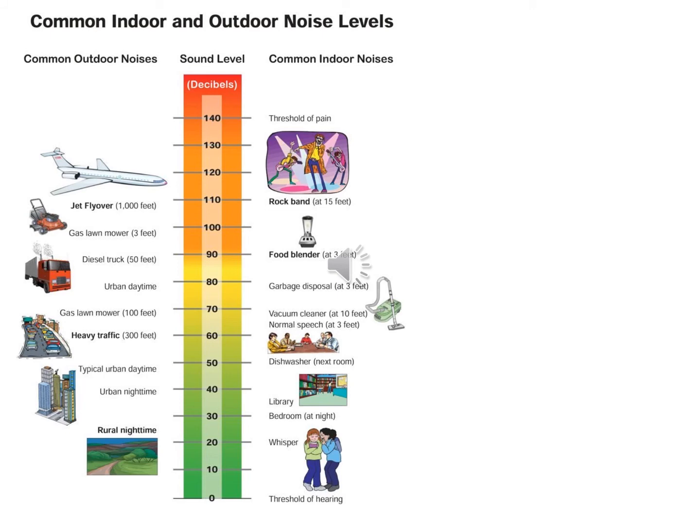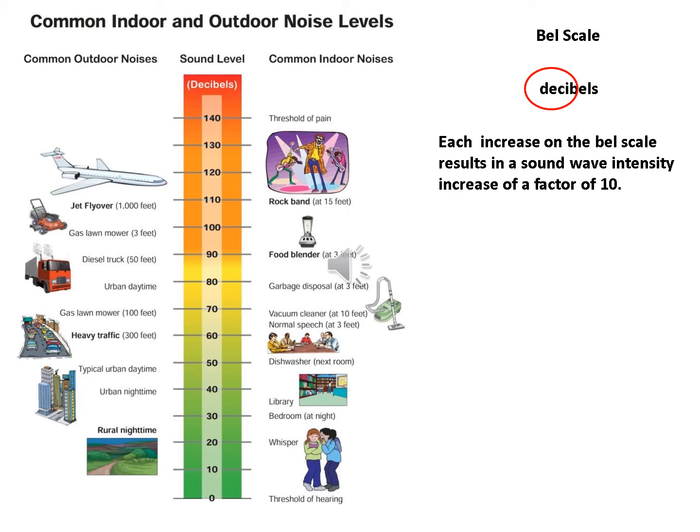And so we have a diagram here of common indoor and outdoor noise levels. Remember that we measure noise levels in what's called the Bell scale. And a decibel has the prefix deci in there, which means 10. So for every 10 decibels, we have 1 bell. Remember also that each step up on the Bell scale is an increase in the intensity of the wave by a factor of 10. Not by a factor of 1, but by a factor of 10.